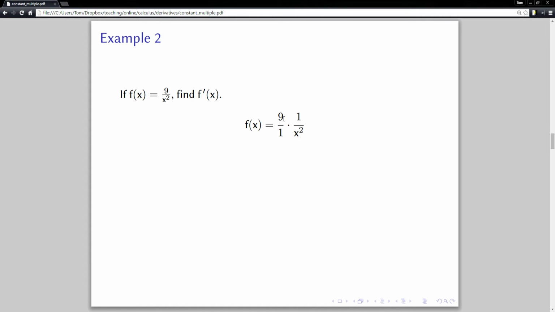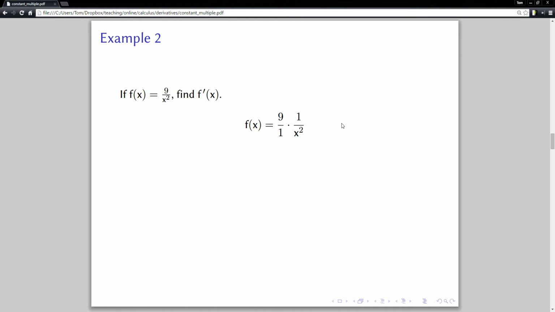And just remember how multiplying fractions works. If I want to multiply two fractions, I just multiply across the tops and the bottoms. So 9 times 1 would be 9, and on the bottom, 1 times x squared would be x squared. So this function that I have here is exactly the same as this. I can multiply it back out to check to see that I did everything correctly here.